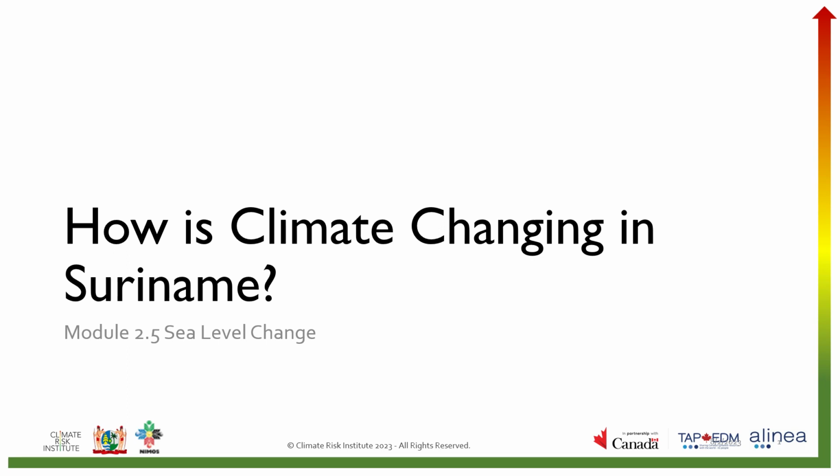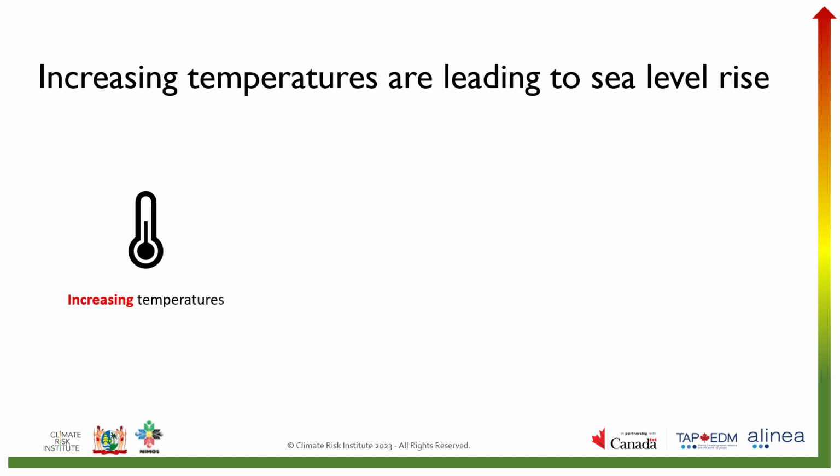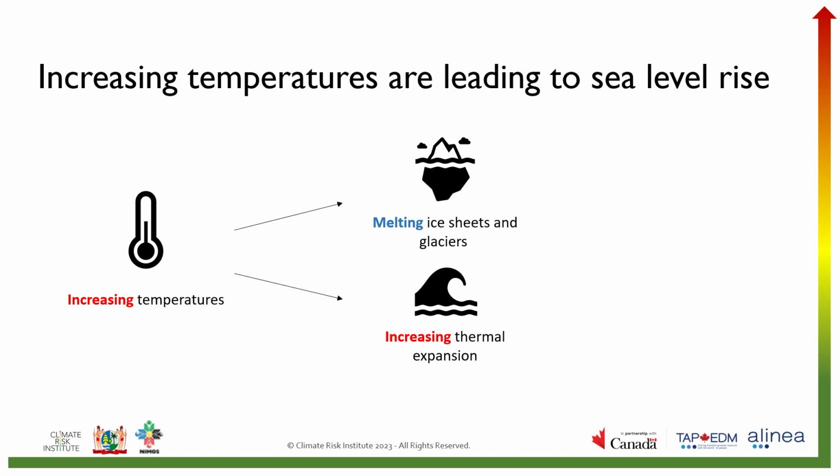Module 2.5 will discuss sea level change. There are two ways that increasing temperatures are leading to sea level rise. The first is through melting ice sheets and glaciers, which leads to more water in the oceans. And the second is when the oceans absorb heat and expand through a process called thermal expansion.